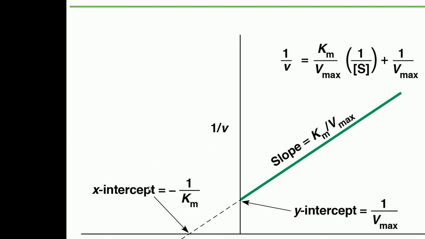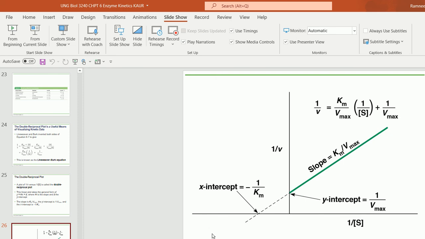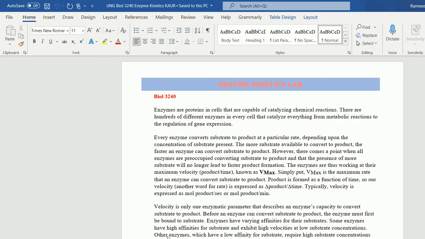So we need to know this value and this value. This is a mathematical thing which you need to remember: the x-intercept is minus 1 divided by Km. So if you know at what point this trend line crosses your x-axis, that is the x-intercept value you calculate. The same goes for the y-intercept. With the help of that, we can calculate the Km and the Vmax.